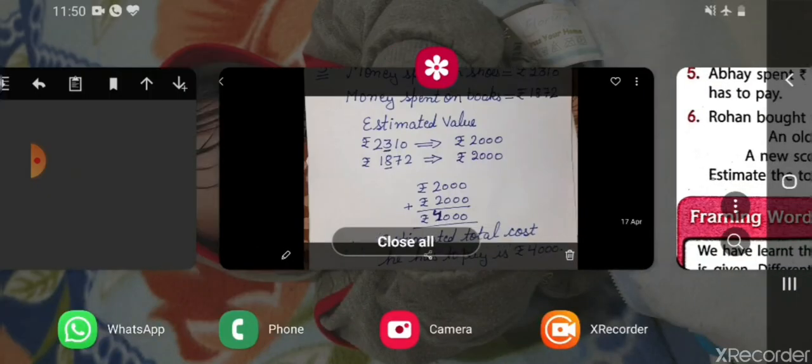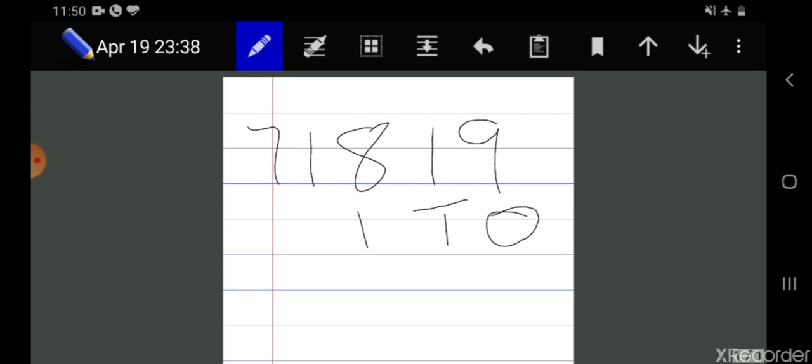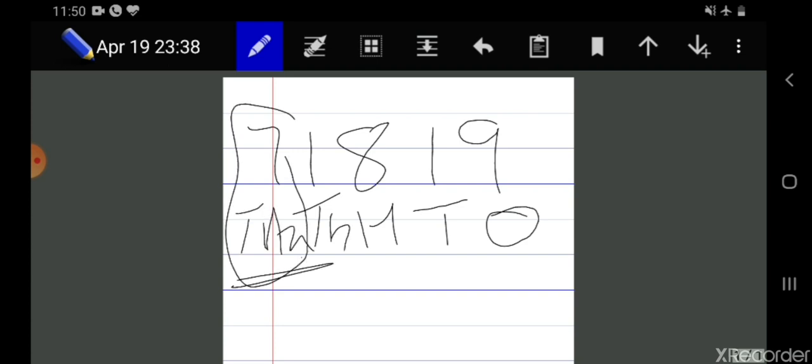Okay, I'll show you like this: 71819. This is the value now. This is ones, tens, 100, 1000 and 10,000. So the highest value here is 10,000. So we will estimate this to the nearest 10,000. Both the numbers will be estimated to the nearest 10,000.